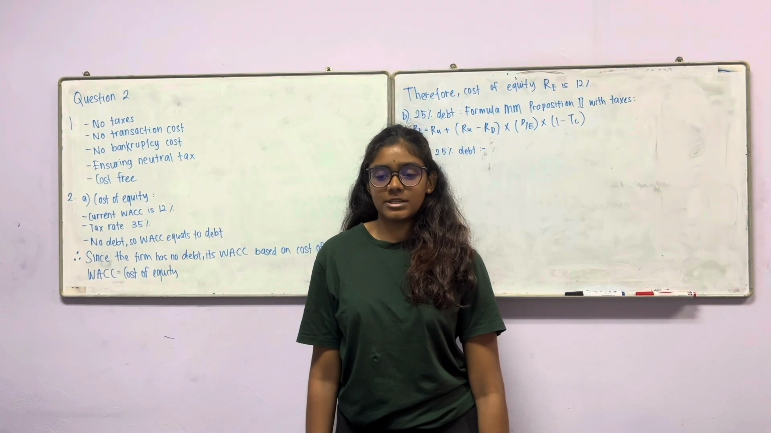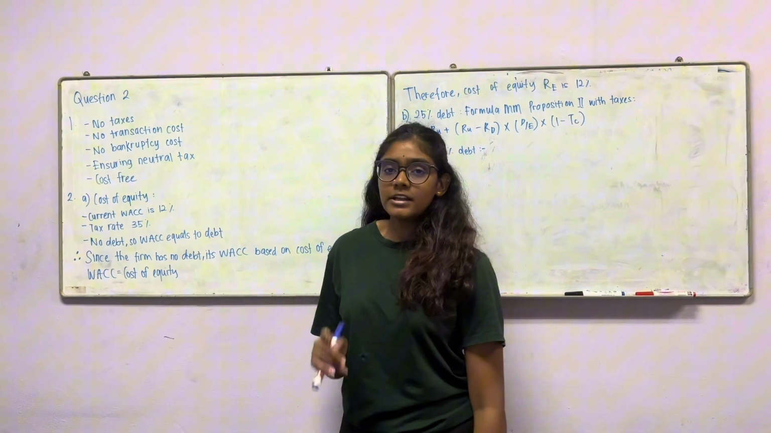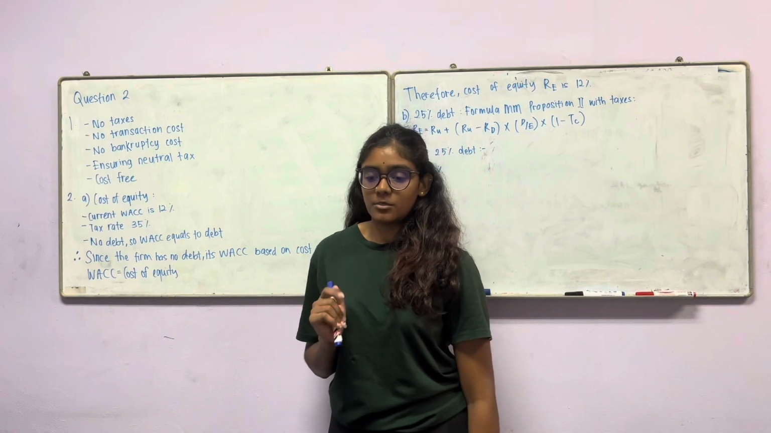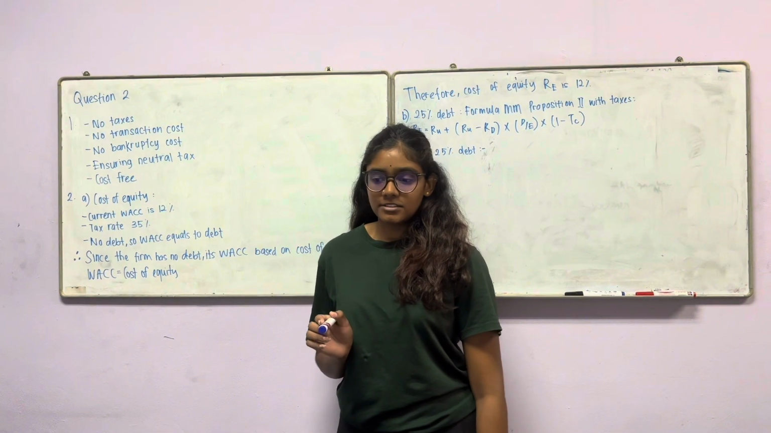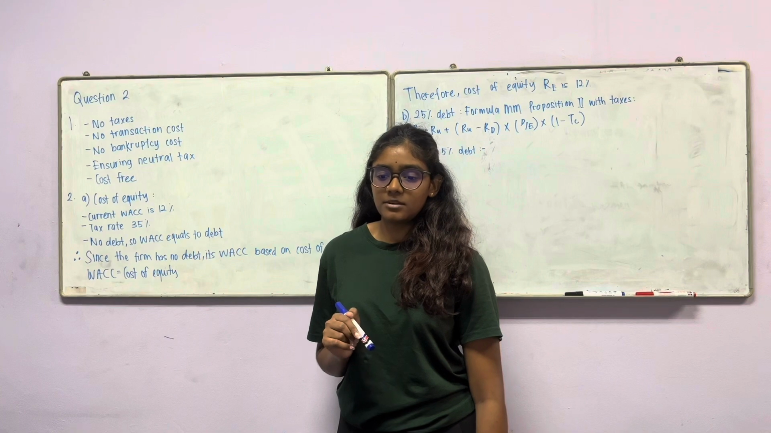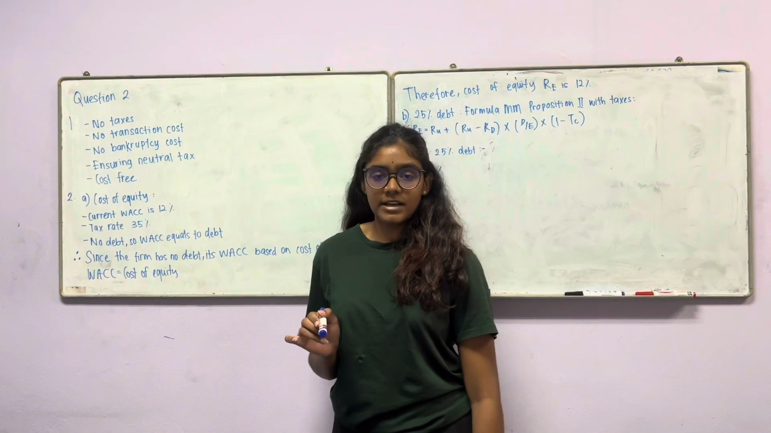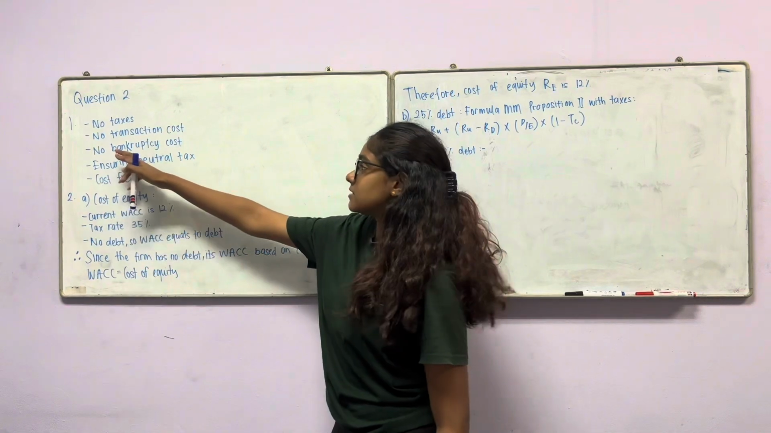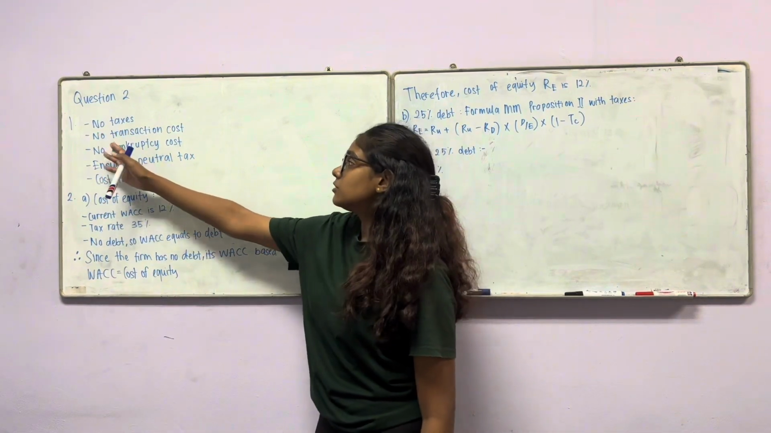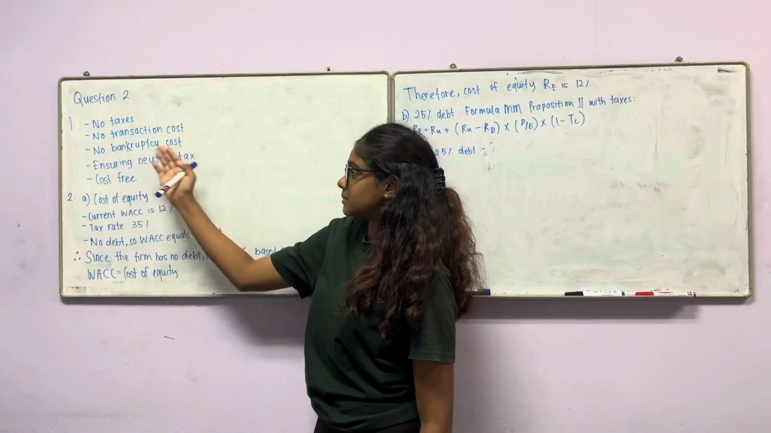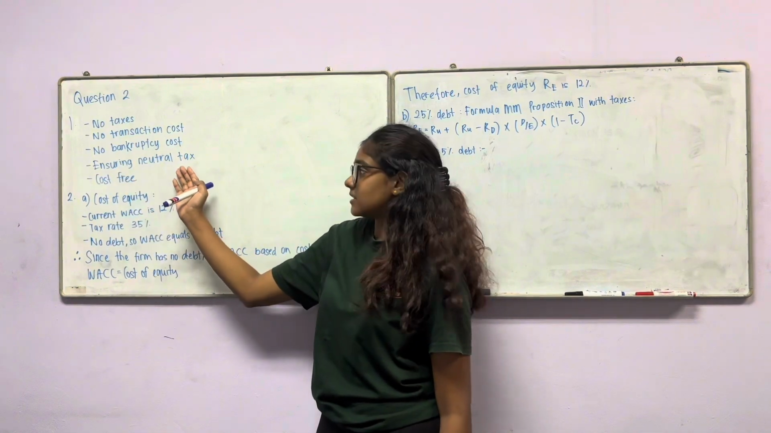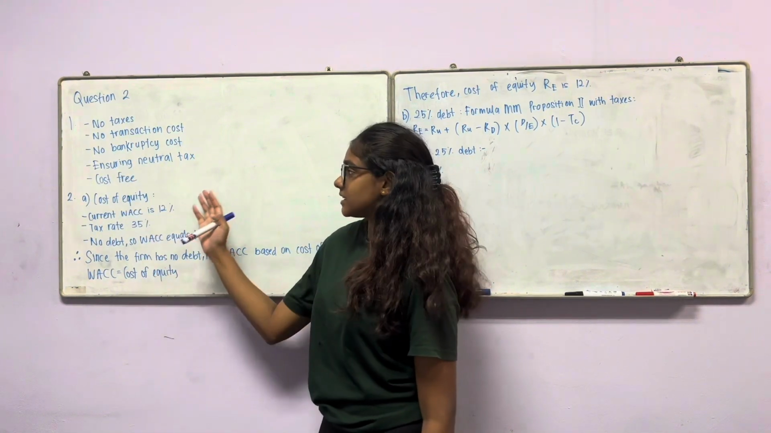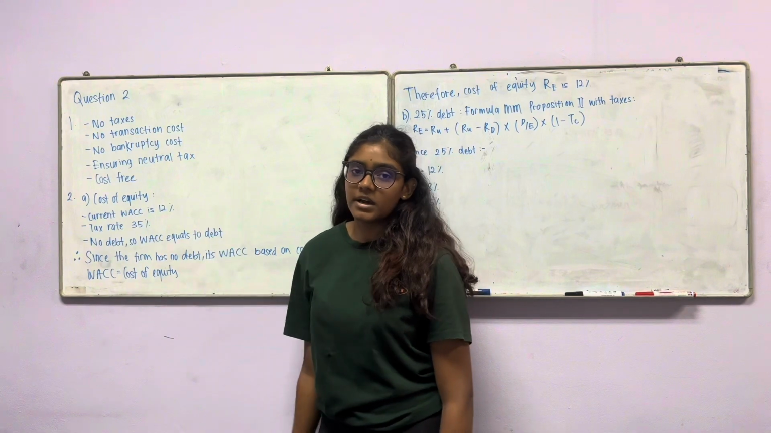Let's look at question number 1. What are the characteristics of a perfect capital market based on the Modigliani and Miller theory? The characteristics are no taxes, no transaction cost, no bankruptcy cost, ensuring neutral tax and cost free. These are the characteristics of the perfect capital market.